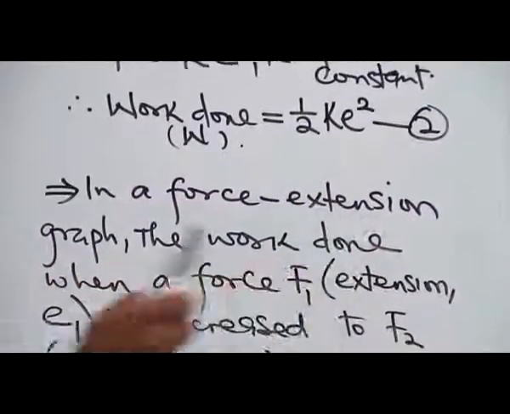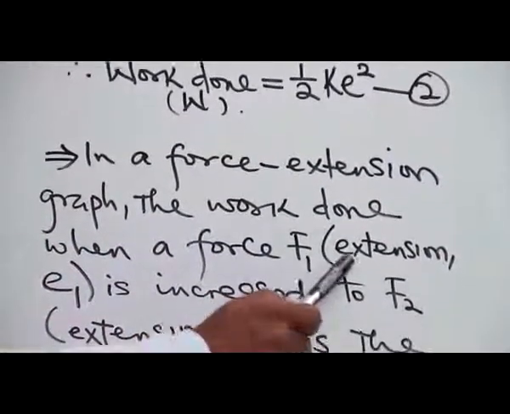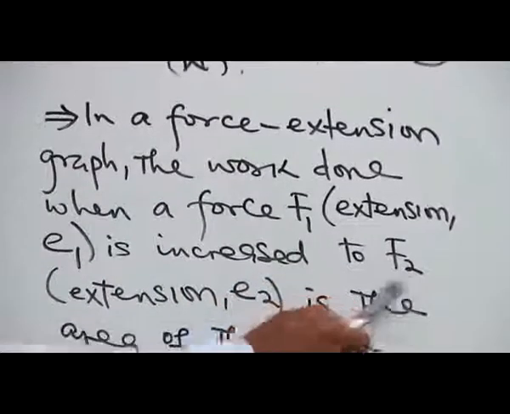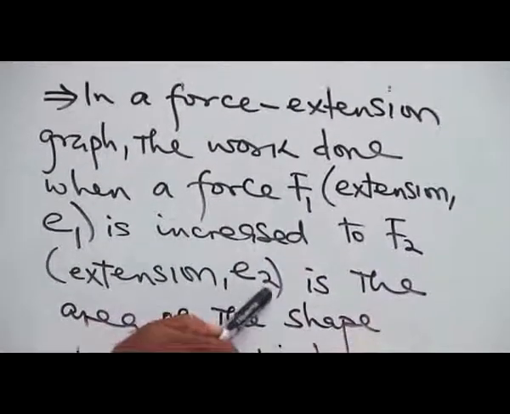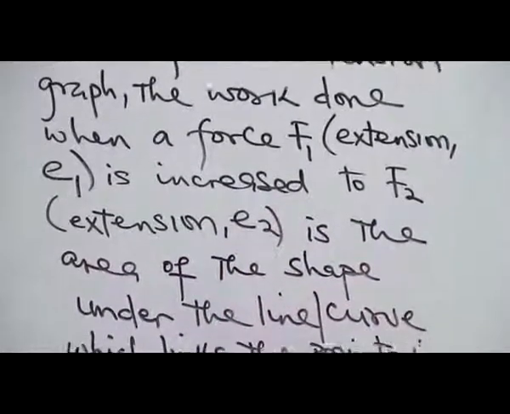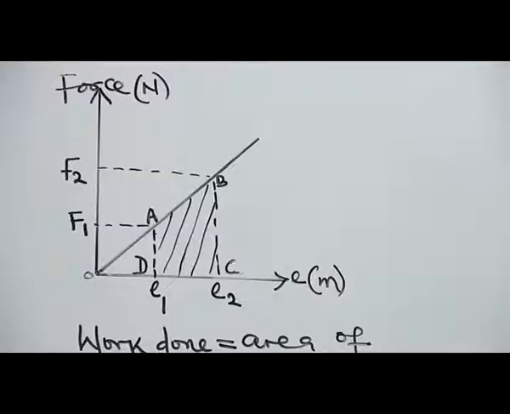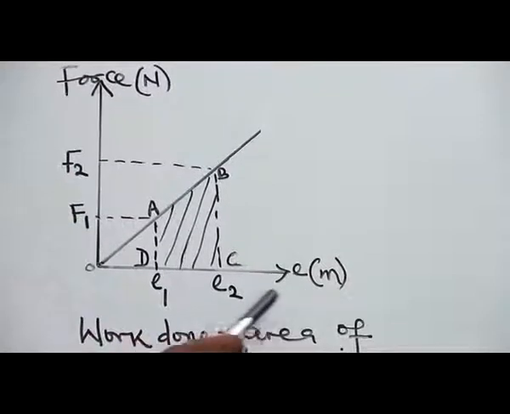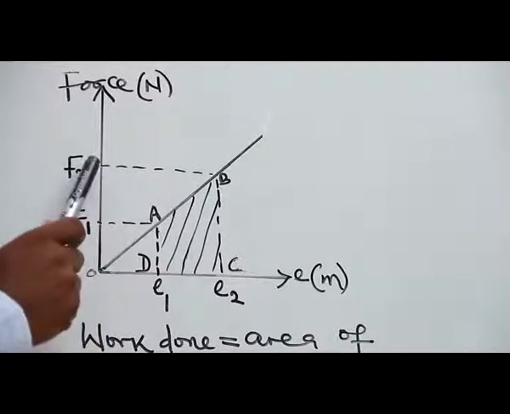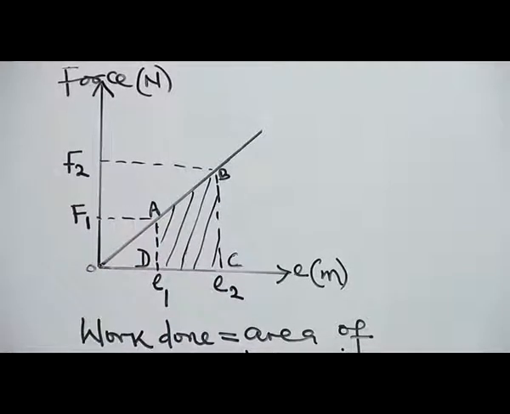In a force extension graph, the work done when a force F1, which produces extension E1, is increased to force F2 that produces extension E2, is the area of the shape under the line or curve which links the points in the graph, as shown below. In this force extension graph, the force F1 produced extension E1, a higher force F2 produced a longer extension E2, and this is represented by this graph.